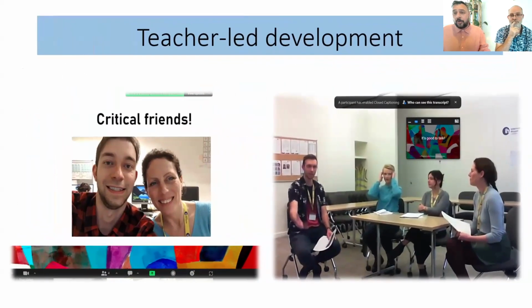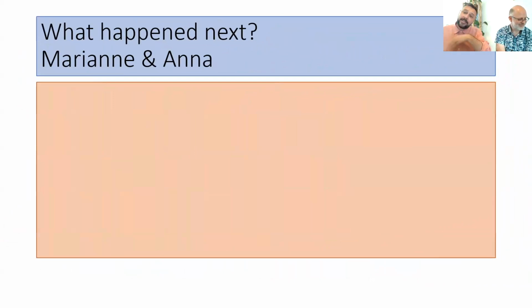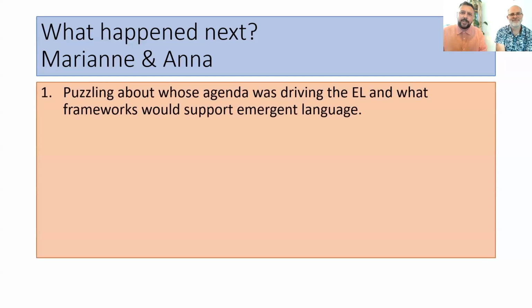Alex and Marianne went on to organise other teacher development sessions that were not to do with emergent language, but not far from it, where they encouraged teachers to form critical pair groups. That's critical as in important, as opposed to critical as in you're rubbish. And what happened next? Following this, Alex subsequently moved off to work in ESOL in London, and Marianne teamed up with another post-Delta teacher, Anna, and they were puzzled about whose agenda was driving the emergent language, a bit linked to what we were talking about earlier on, and what frameworks would support emergent language.